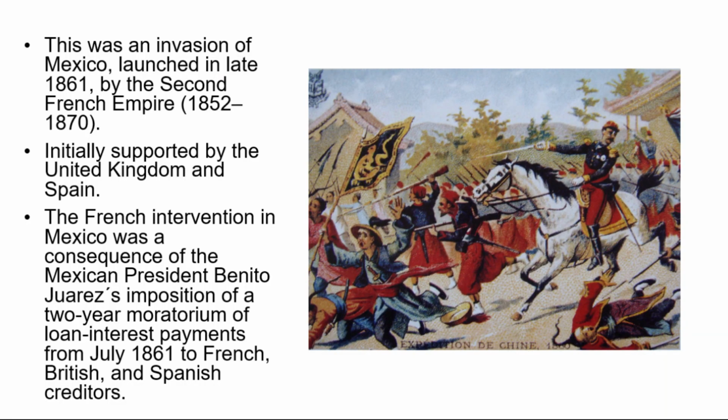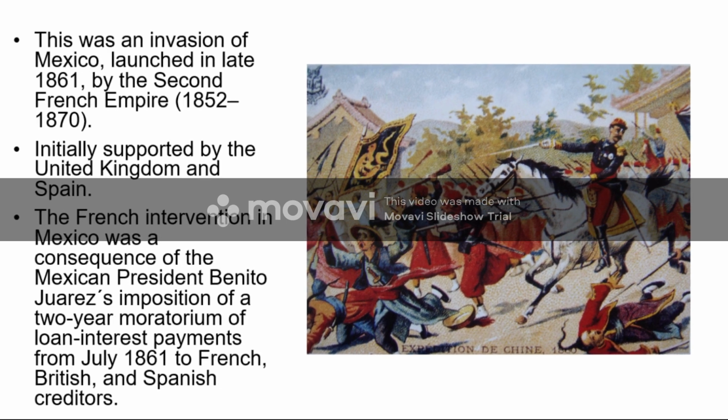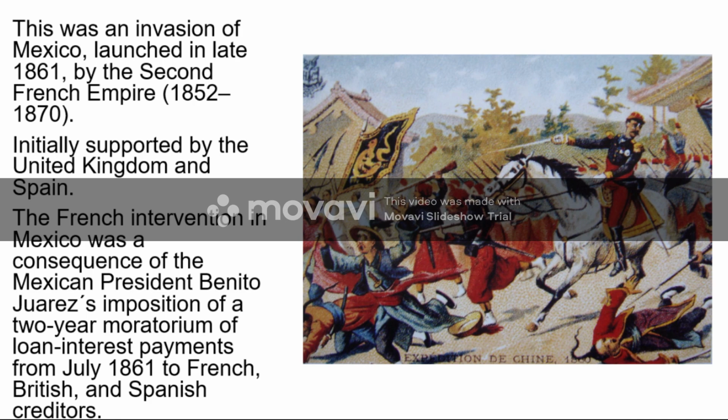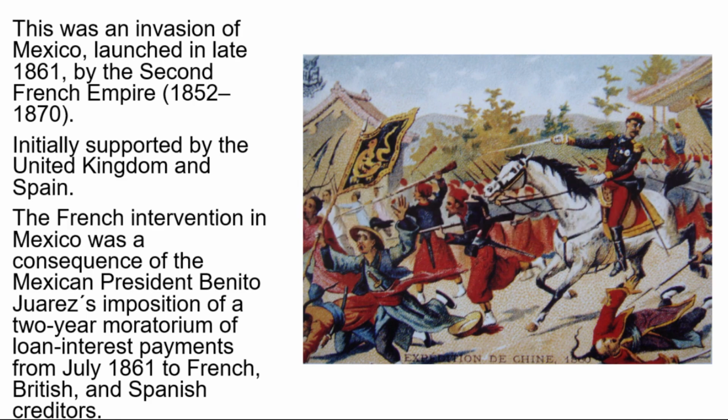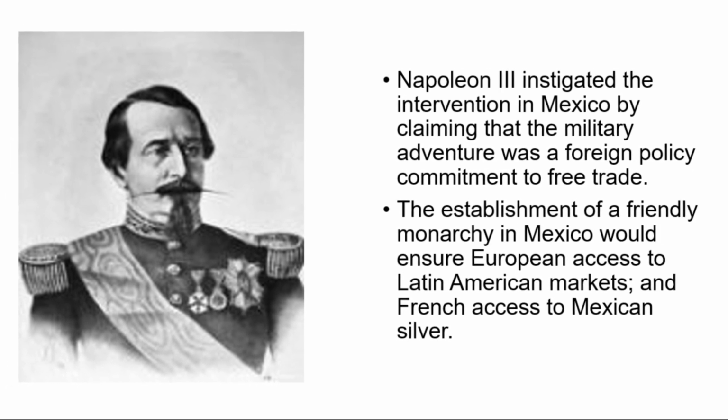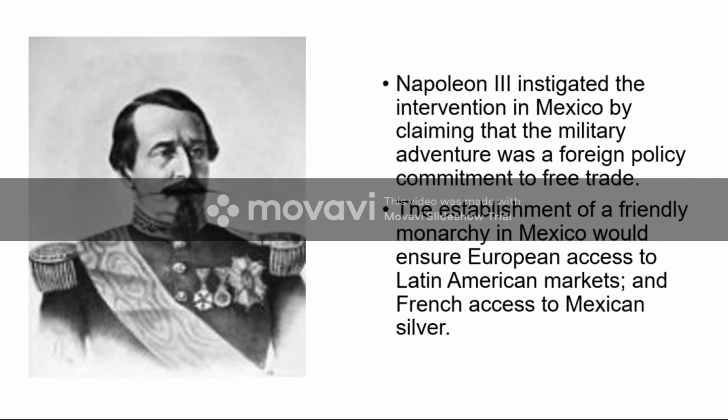As you could see in the video, this was an intervention initially supported by the United Kingdom and Spain. Napoleon III instigated the intervention. France and the United Kingdom agreed to a joint effort to extract repayments from Mexico. Therefore, Spain took the port of Veracruz on December 8, 1861.